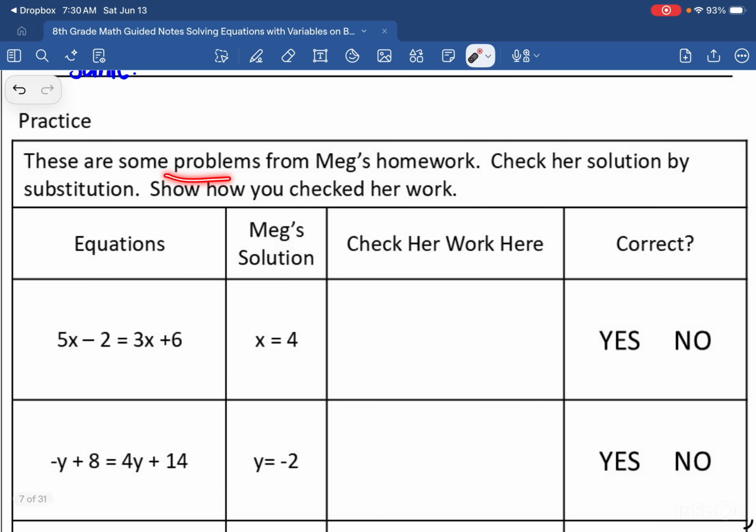These are some problems from Meg's homework. Check her solution by substitution. Show how you checked her work. So here's the equation here: 5x minus 2 equals 3x plus 6.